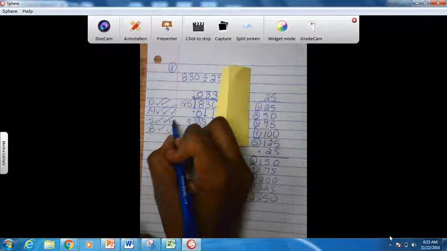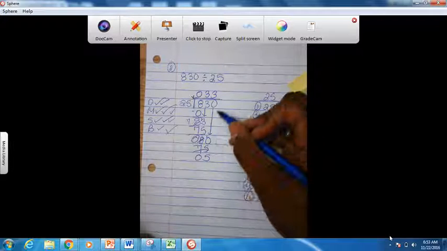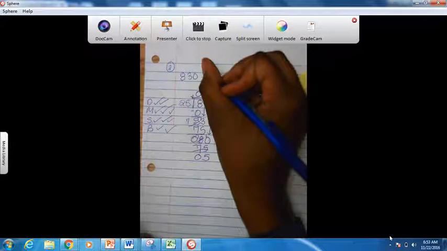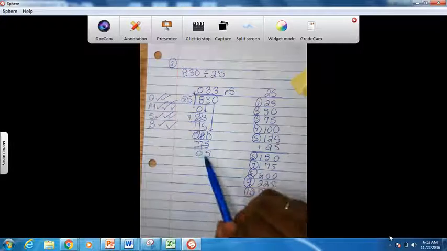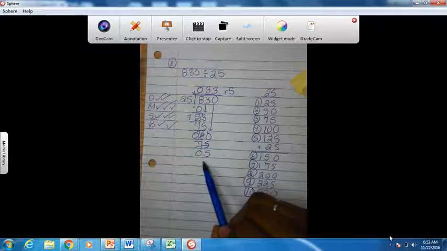Next, we bring down. Well, I don't have anything to bring down. That lets me know that this is a remainder 5. There is a way that you can continue to divide, but we'll get into that another time.